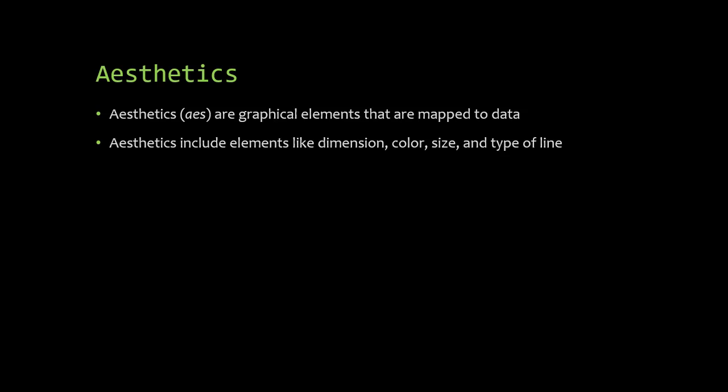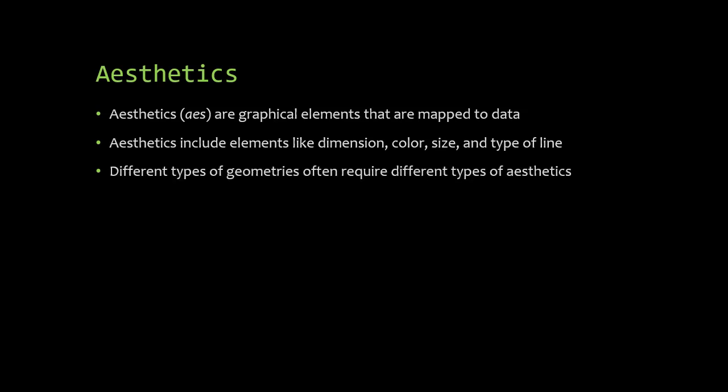Welcome to part 4. Now let's talk about the aesthetics element. Aesthetics, abbreviated AES, are graphical elements that are mapped to data. They include elements like dimension, color, size, type of line. These are all things that we think of as aesthetics when we look at a graph. So in the grammar of graphics, this is formalized as an aesthetic.